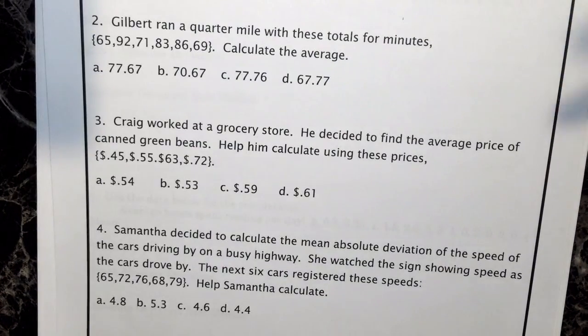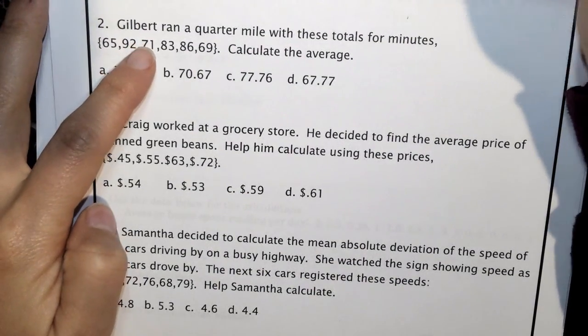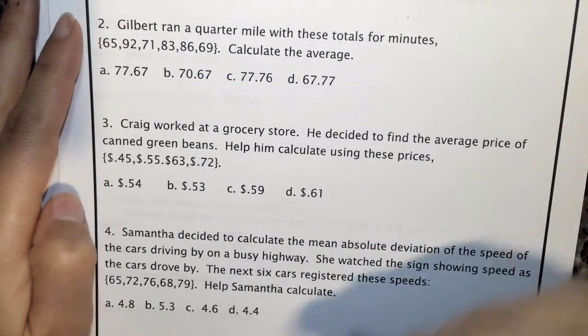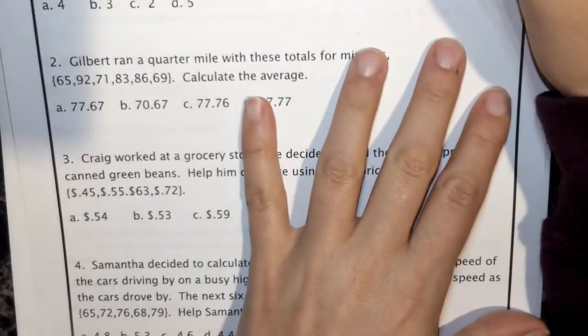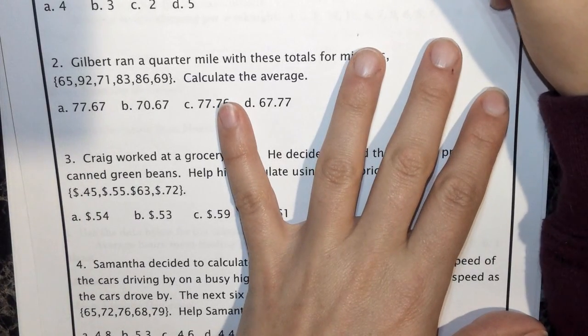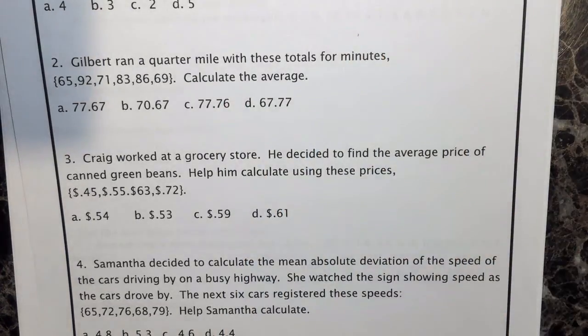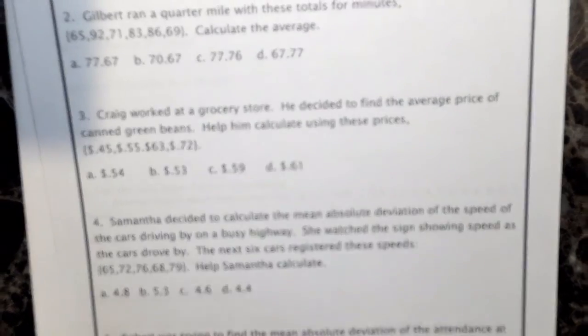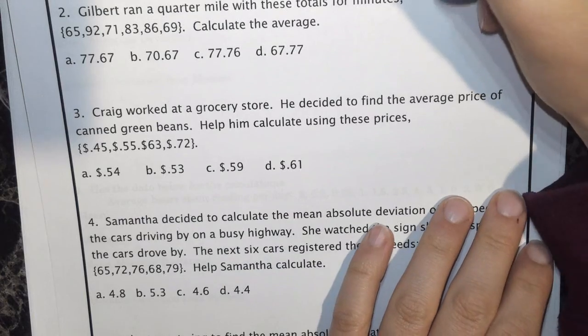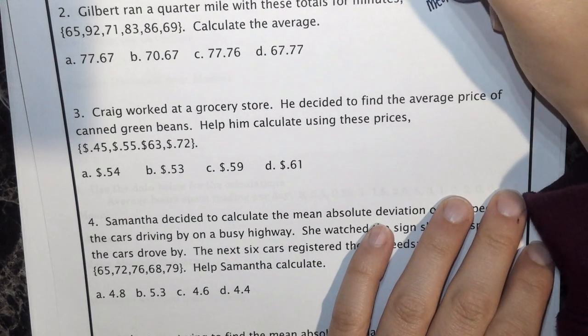So let's start with the first one. You're finding the mean absolute deviation. So this one I'll let you guys do on your own after I stop this video. So you're going to find the average, then you're going to find the distance from the mean. So number 1 is just like day 3. Okay. Number 2, all you're going to do is find the mean. So you're only going to do the first step.